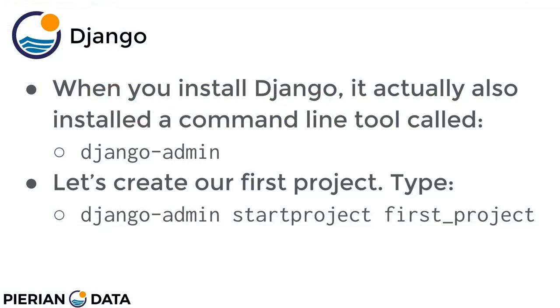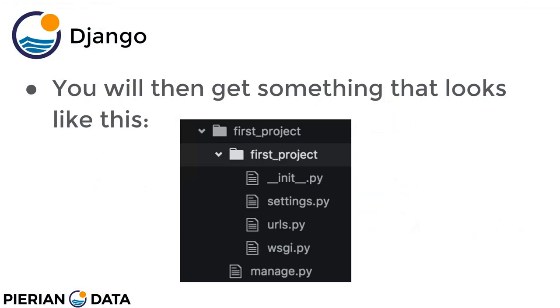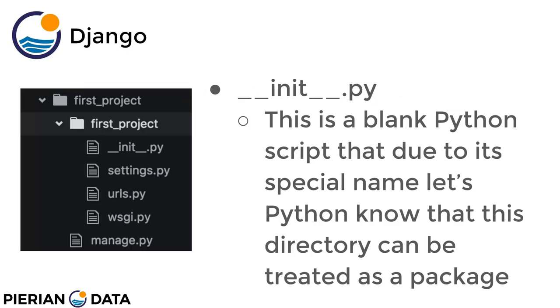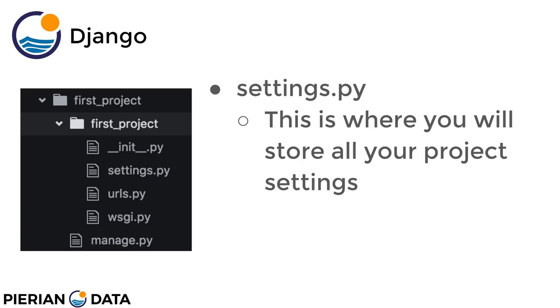Okay, so here are the command lines we just initiated. And after that, we should get something like this. So let's take a little bit of time to explain what's actually going on here. Let's go first through that __init__.py file. That __init__.py file is actually just a blank Python script, and due to its special name, it lets Python know that this directory can be treated as a package.